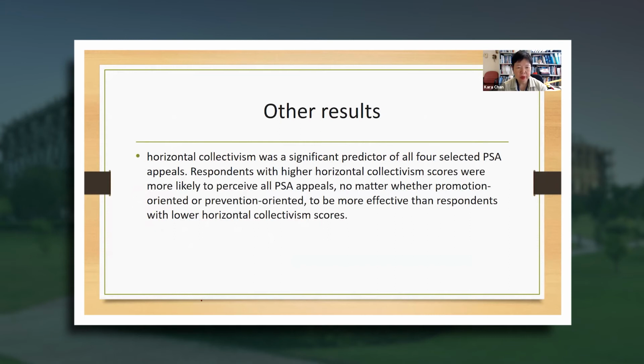Horizontal collectivism was a significant predictor of all four selected PSA appeals. So no matter whether it's promotion appeal or prevention appeal, those respondents with high horizontal collectivism are more likely to find all types of PSA appeals effective. Because of these results, we tried to go deeper into horizontal collectivism. What are the things there that make them correlate with PSAs?